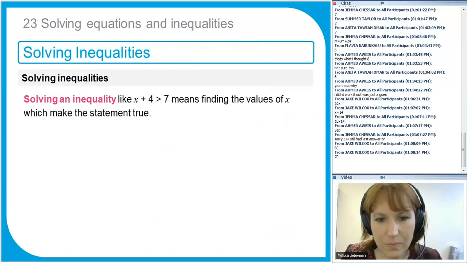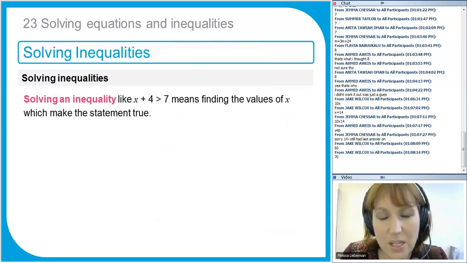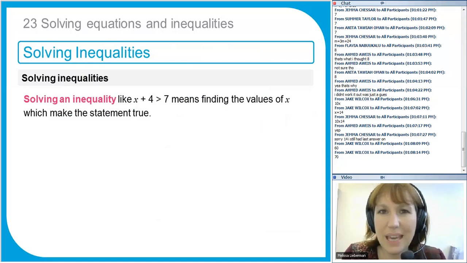Now, when we solve inequalities, we want to find values of x that make the statement true. It works in a very similar way to equations, except that remember that we're getting a whole range of solutions. So supposing we're given this statement, x plus 4 is greater than 7. So any value of x that makes that true will be a solution to that statement, to that inequality.